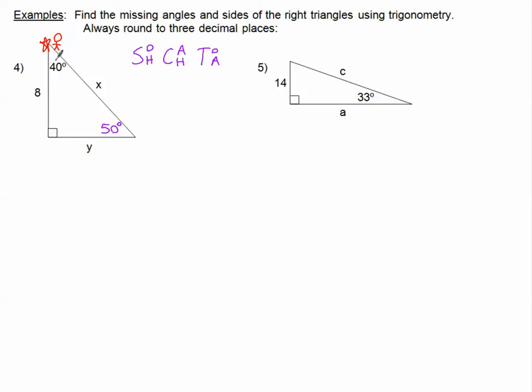So I'm standing here. And if I'm standing here, I have the adjacent leg. If I have the adjacent leg, I can use CAH and I can use TOA.